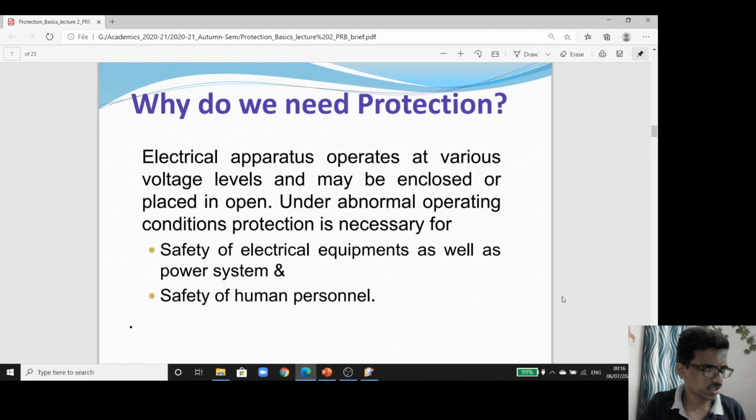Then again the questions arise: to which part do we need to provide protection, to how much extent are we providing the protection, and how are we going to provide the protection? If we get the answer to these three questions, then our complete syllabus gets covered. So what is the first question? To which part do we need to put the protection?